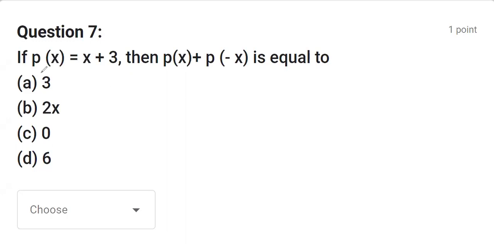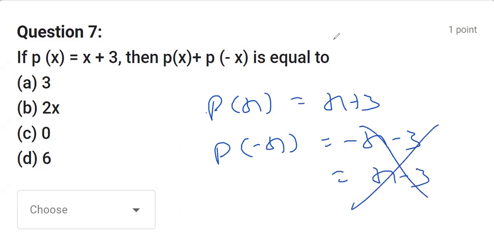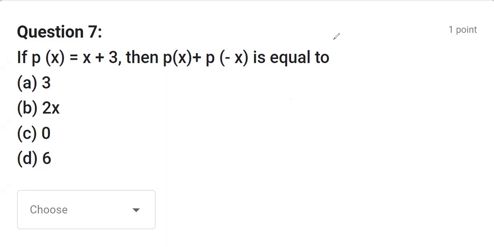We are given in the seventh question, p(x) is equal to x plus 3. Then we have to find p(x) plus p(minus x). Now, let me do the one way which you actually do in the exam and you do it correct. What you write, p(x) as x plus 3, and you write p(minus x) as, say, some of you write minus x minus 3, others of you write, say, x minus 3. This is wrong.